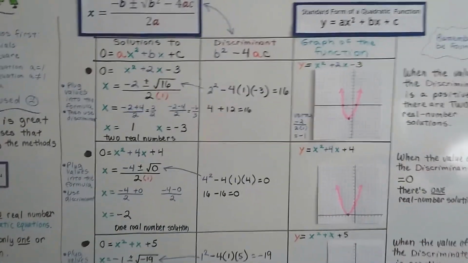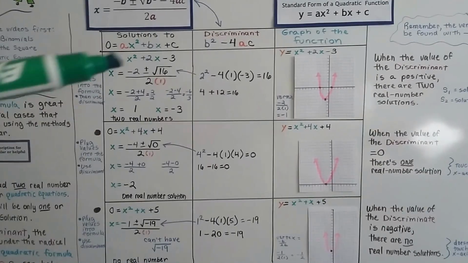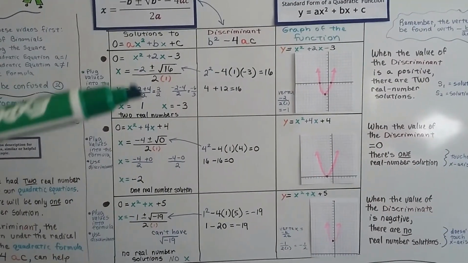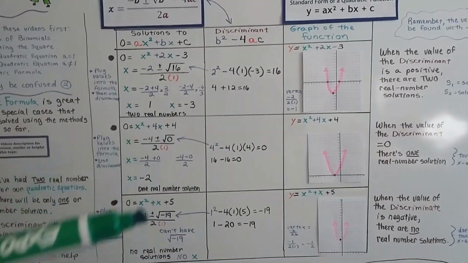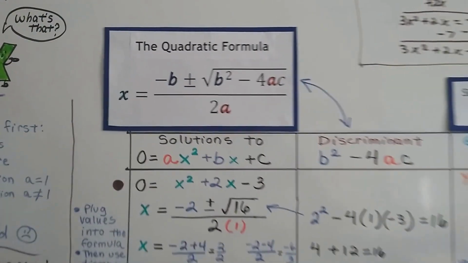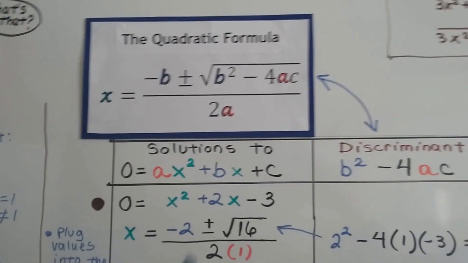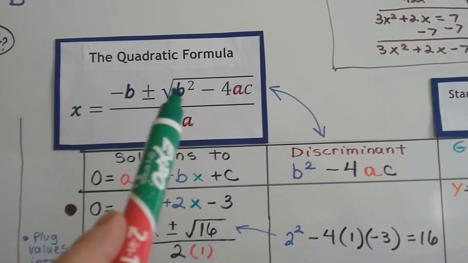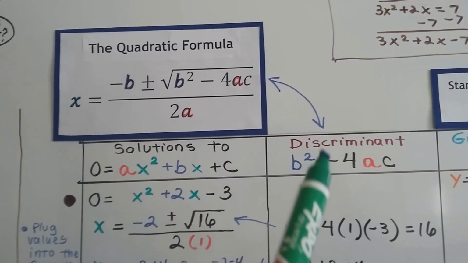So I want to show you what I've got here. I've got a table that I've made. In this problem going across, there's 2 solutions. In this one going across, there's 1 solution. And in this one, there's no real solutions. Okay? So let's take a look at this. Here's our quadratic formula. And you can see the discriminant is the thing underneath this radical sign. Okay? And that's going to help us a lot.